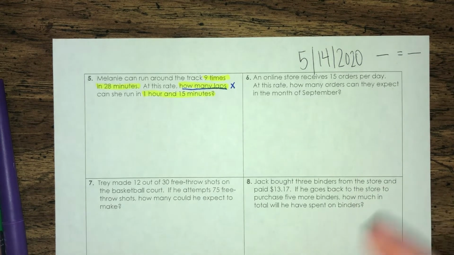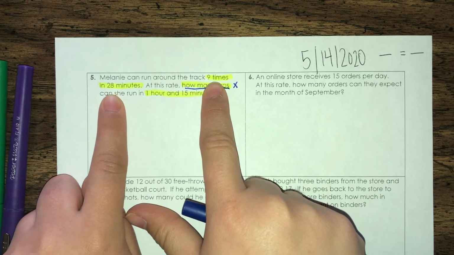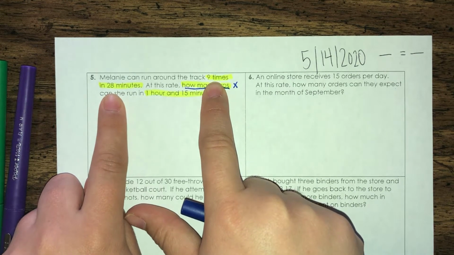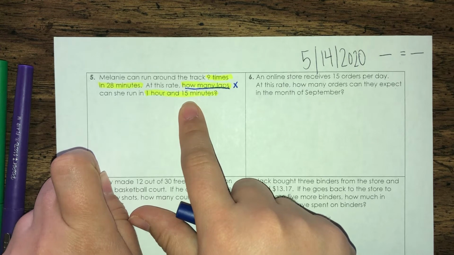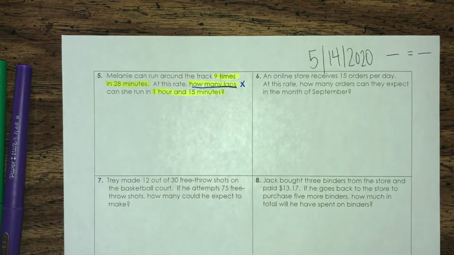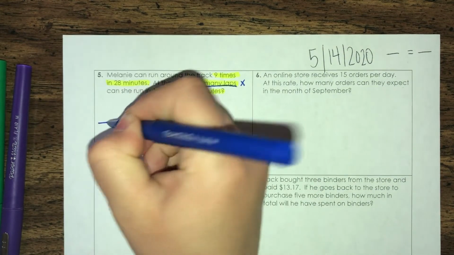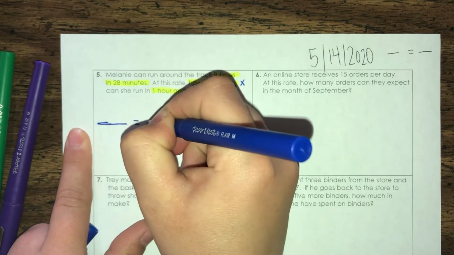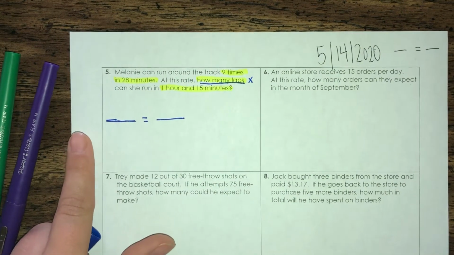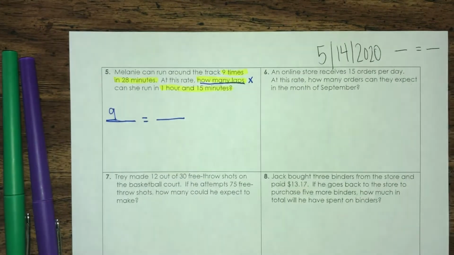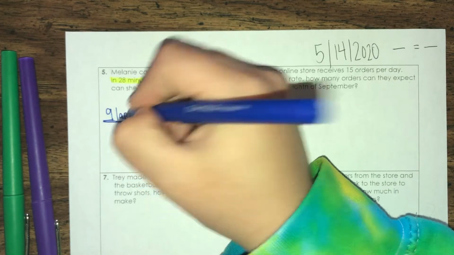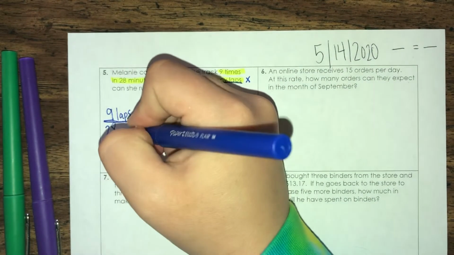Much like a recipe, if I have a relationship, I can make that relationship grow or decrease depending on what I'm looking for. If I'm going from 28 minutes to 1 hour and 15 minutes, I'm trying to increase or make her relationship get larger. So with that in mind, we know I can make one relationship equal to the other. If we take a look, it tells us 9 laps takes 28 minutes.